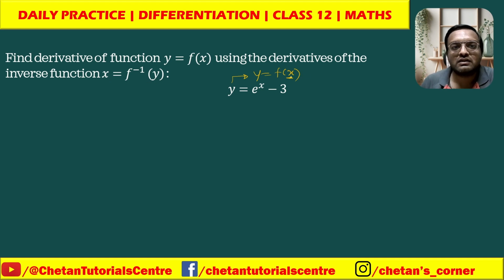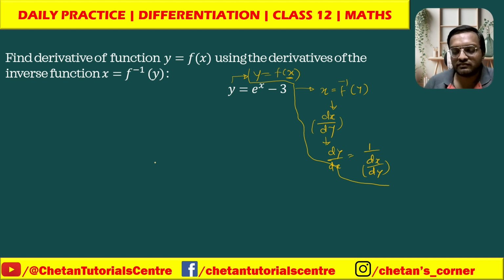So what we have to do? This given function which is in terms of x, we have to convert it in terms of y, which is inverse function of this given function f of x. So once we convert this given function into its inverse function, which is in terms of y, we differentiate this given function and find the value of dx by dy. And then by using theorem of derivatives of inverse function, we find the value of dy by dx, which is equal to 1 upon dx by dy. Now how to implement these steps, I will show you in the solution.